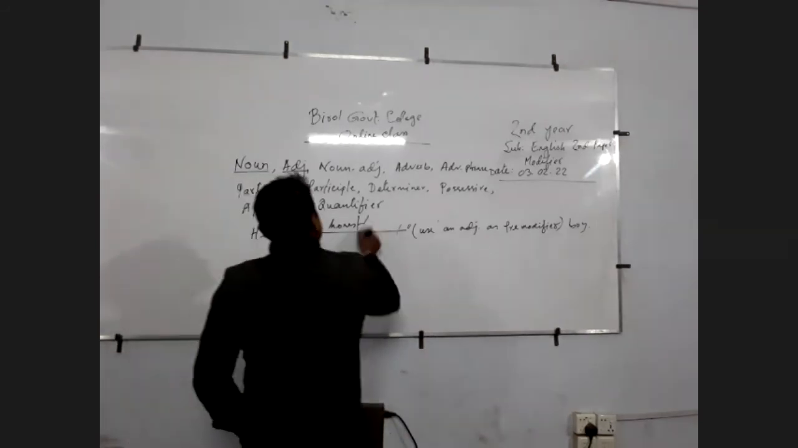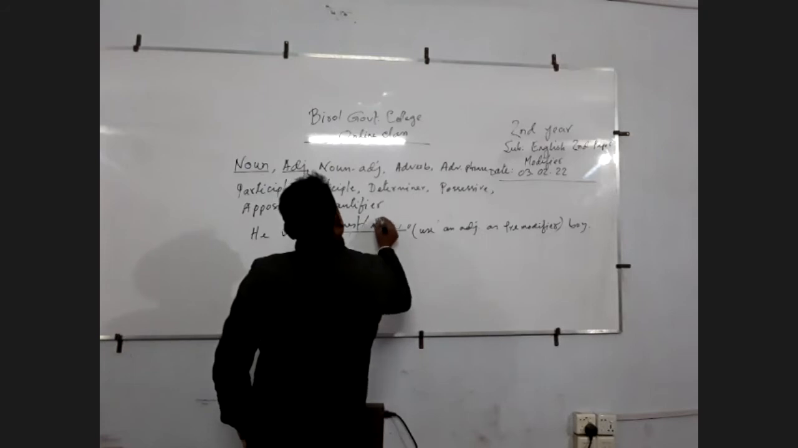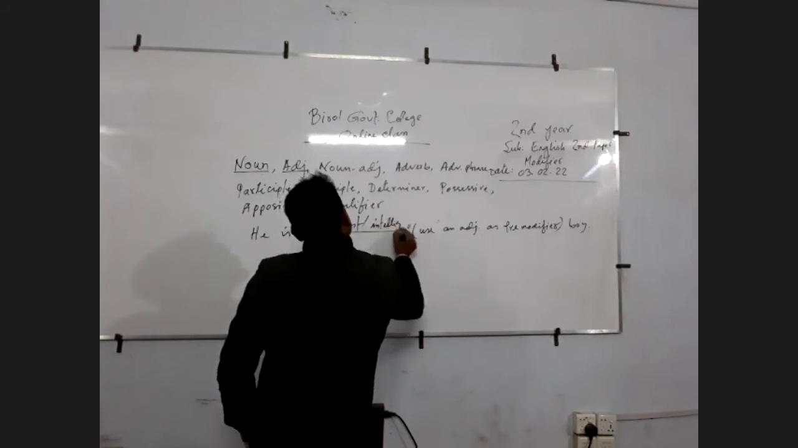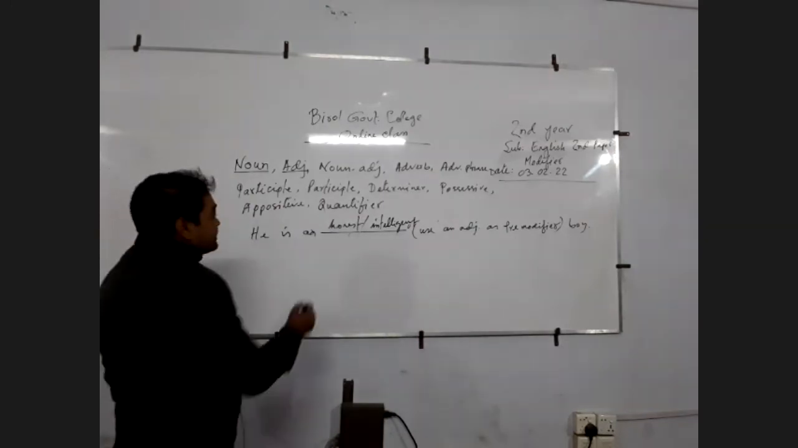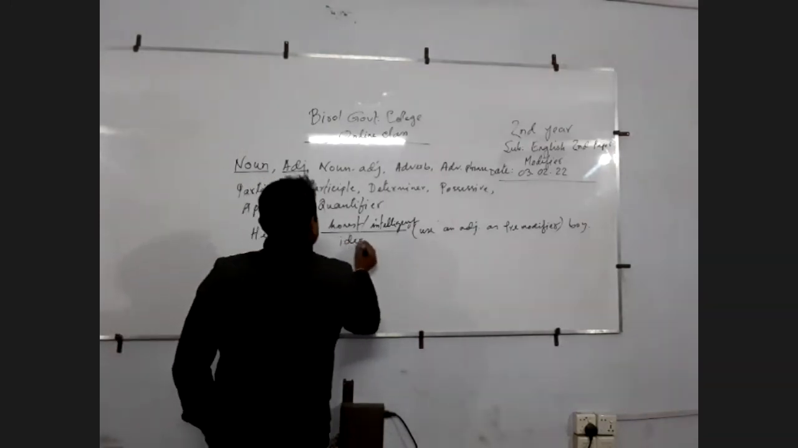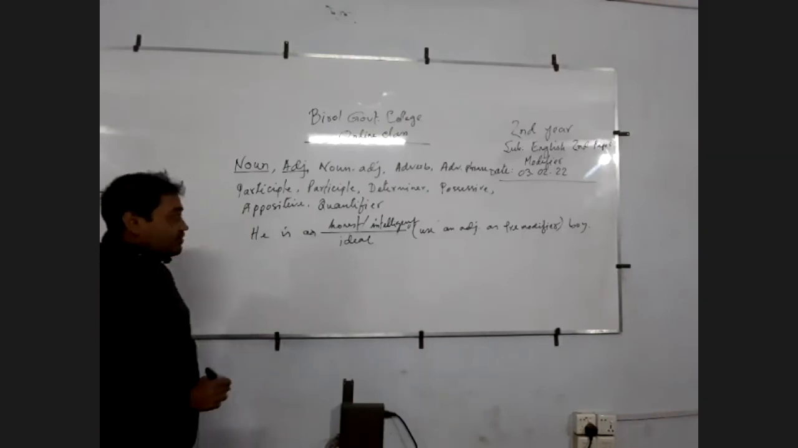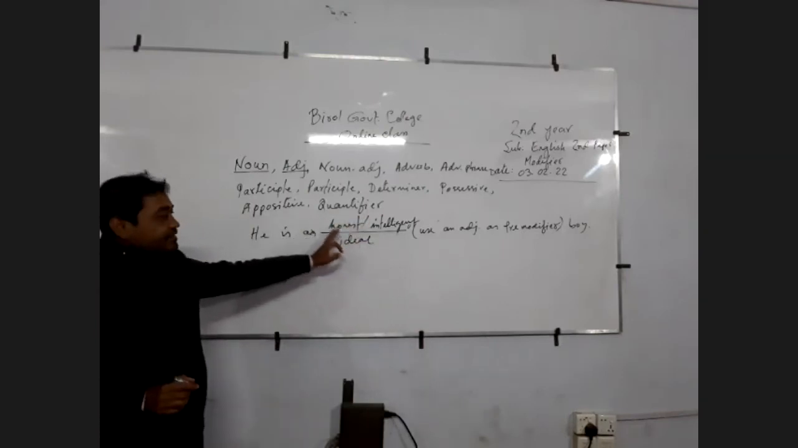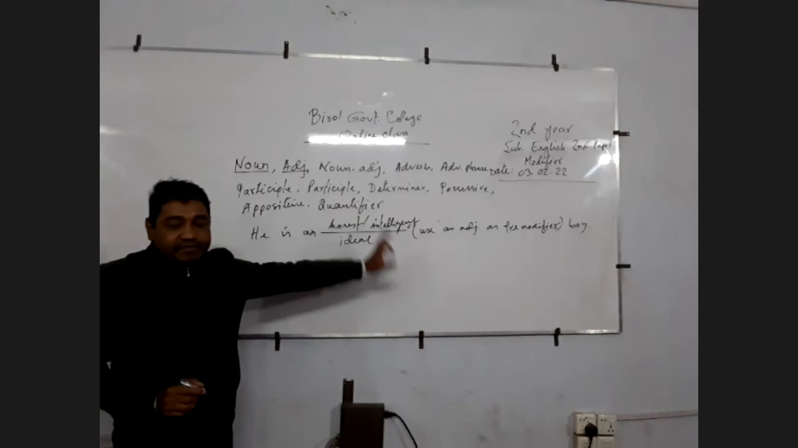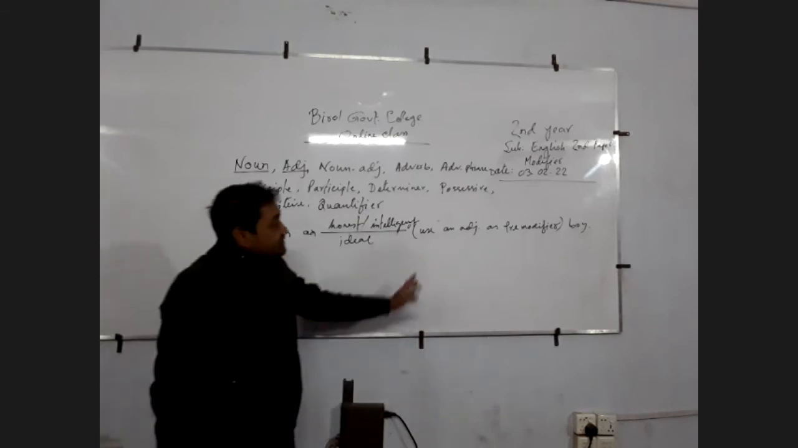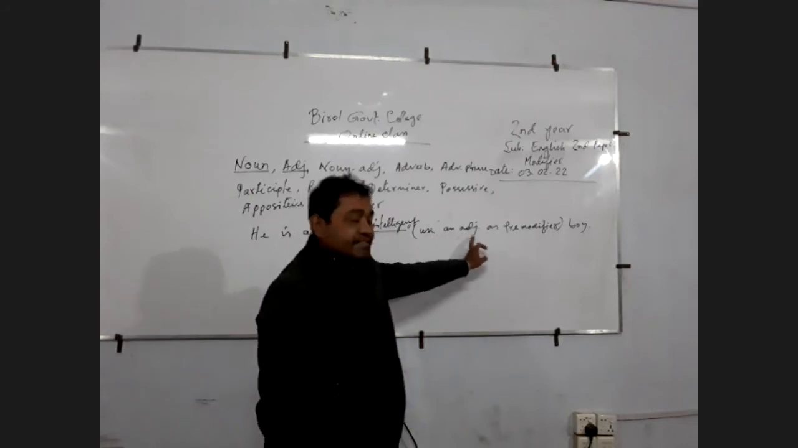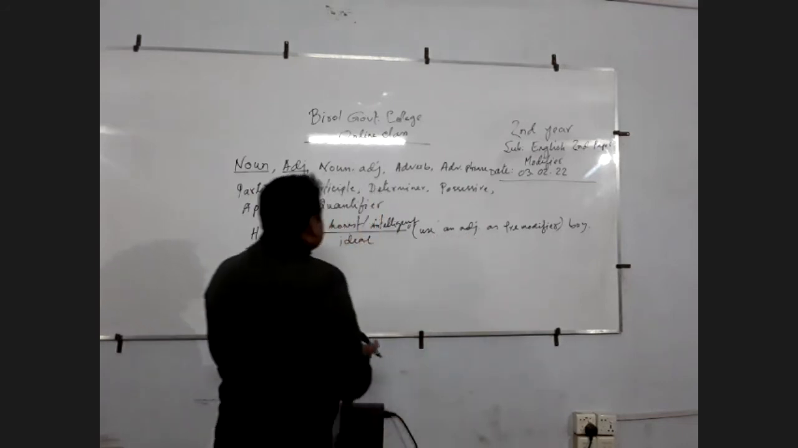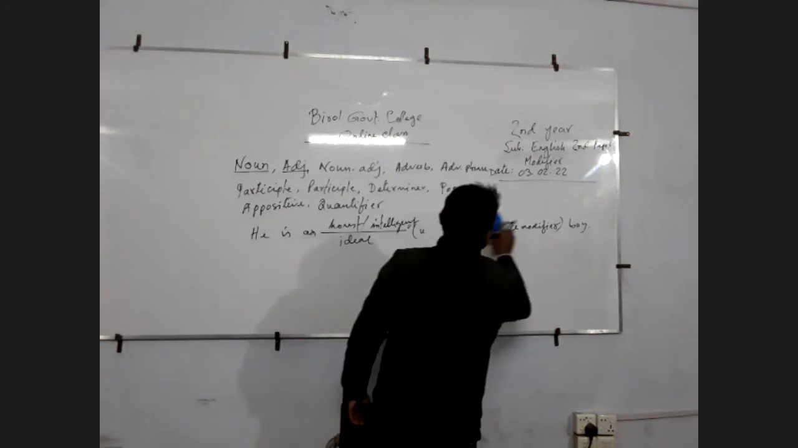Or you can write here intelligent. He is an intelligent boy. He is an ideal boy. All these are adjectives and they are pre-modifiers. So notice here, it is mentioned to use an adjective. Again here, you can get this kind of instruction.